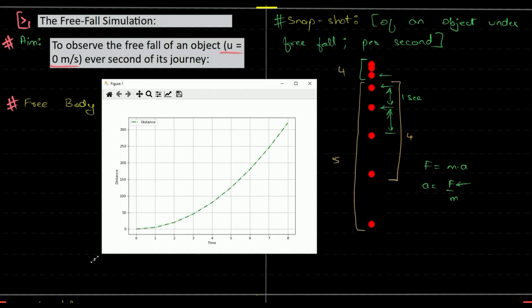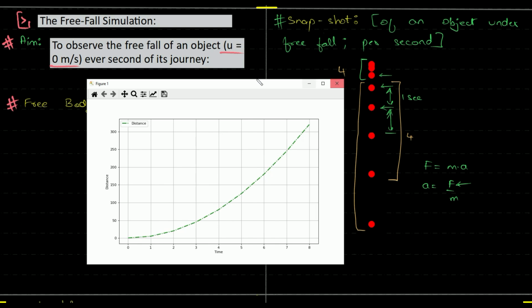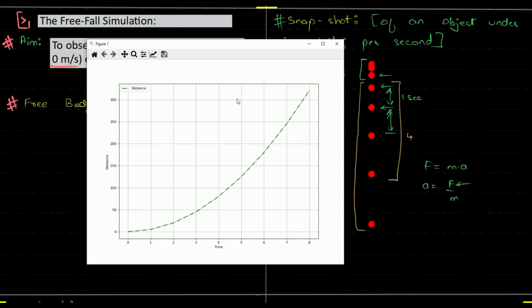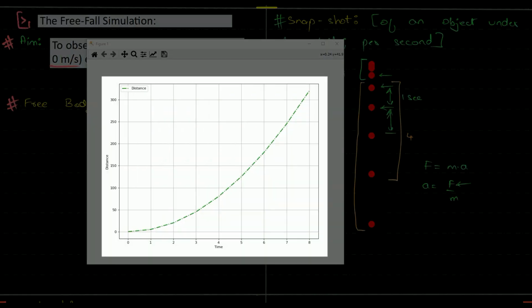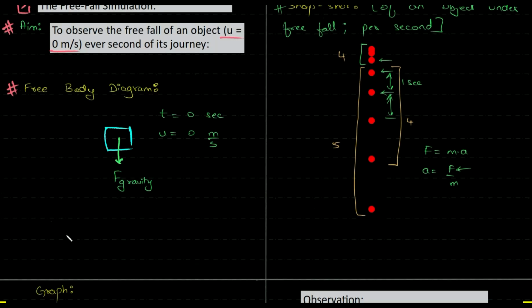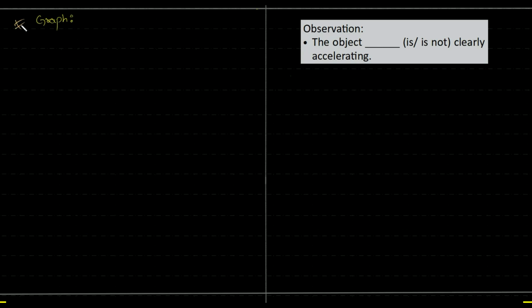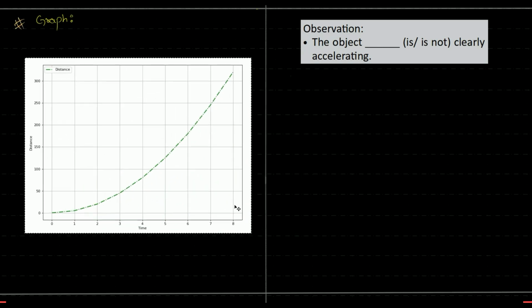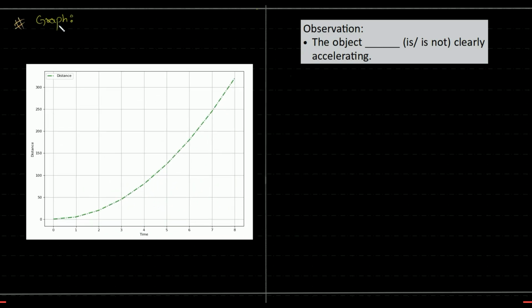So the graph is on the same thing, the same simulation. Let's analyze this. The graph part of the fall, we're going to make use of distance time graph. So the title is distance time graph. We are going to ignore the scale. We are going to ignore the values, right?